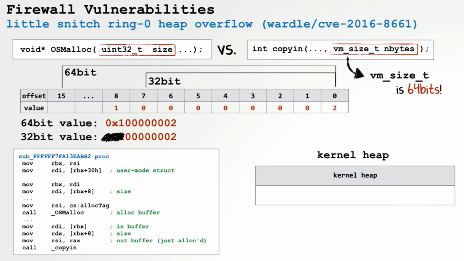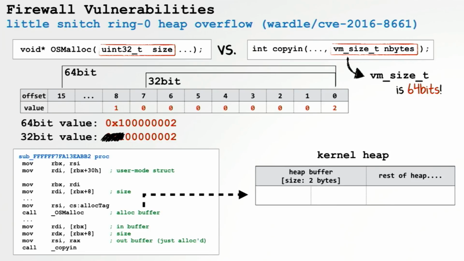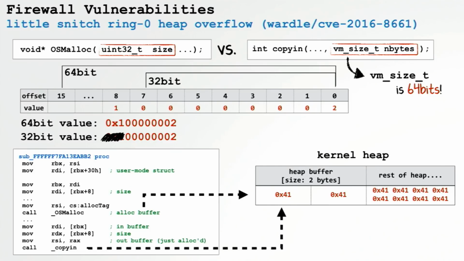So a while back, I found a kernel bug in the Little Snitch firewall driver. Basically, it took a 64-bit value from user mode and passed this value to an allocation routine and then a copy routine. Now, the issue was the allocation routine expected a 32-bit value. So it truncated the 64-bit value. The copy, however, used the full 64-bit value, meaning we could cause a controllable mismatch between the allocation and the copy routine, giving us an exploitable heap overflow in the kernel.